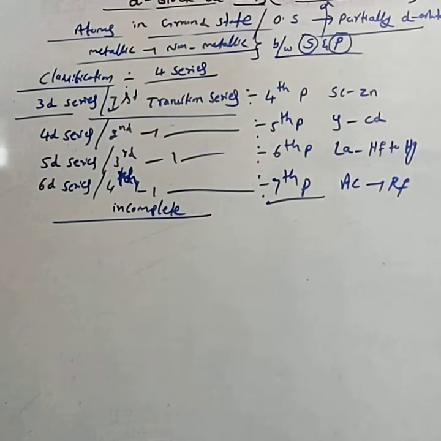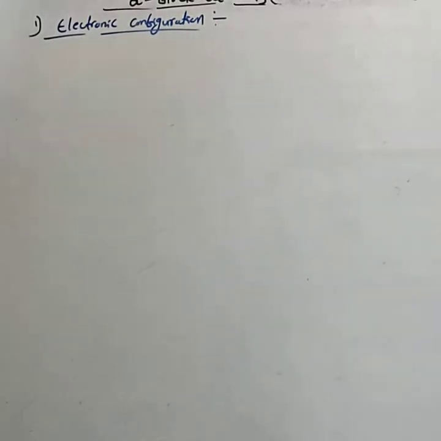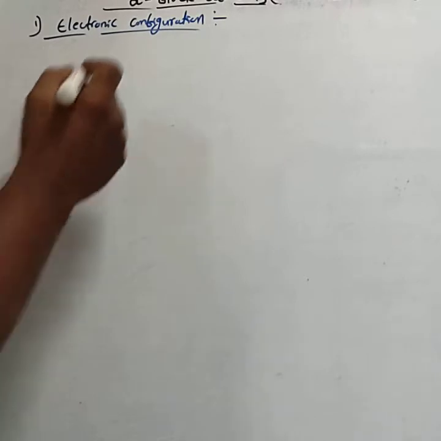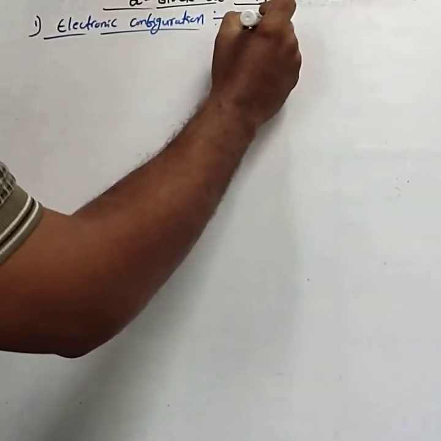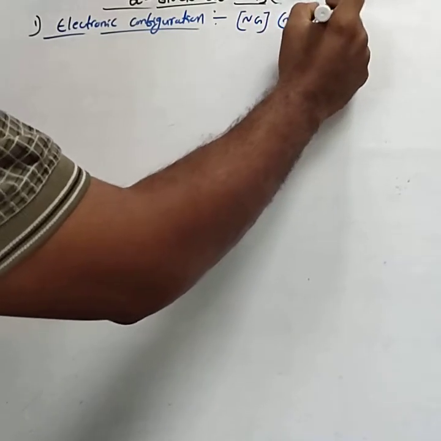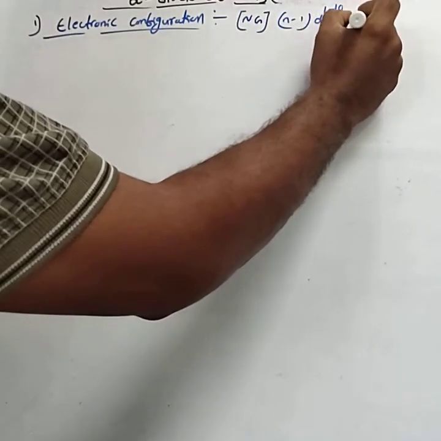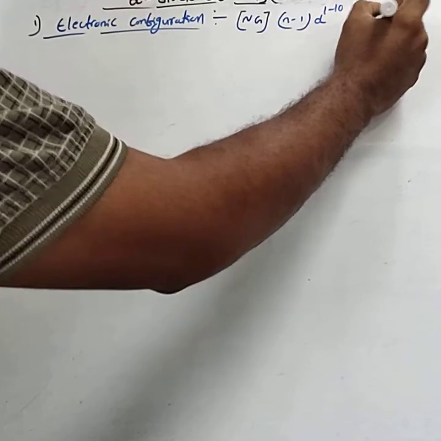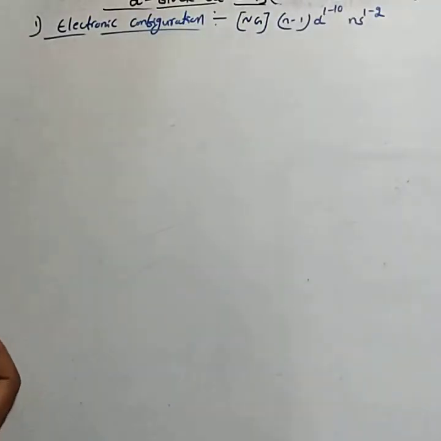Next, you study the general properties. First one is the electronic configuration. The general electronic configuration of transition elements is noble gas core, (n-1)d 1 to 10, ns 1 to 2. This is the general electronic configuration: noble gas core, (n-1)d 1 to 10, ns 1 to 2.